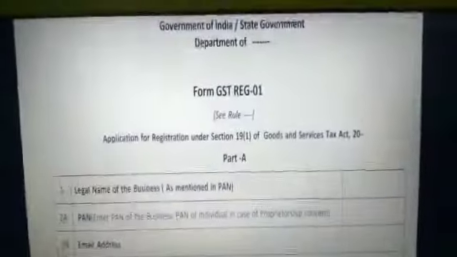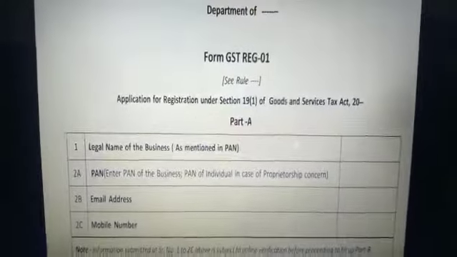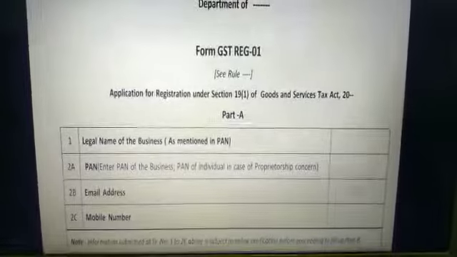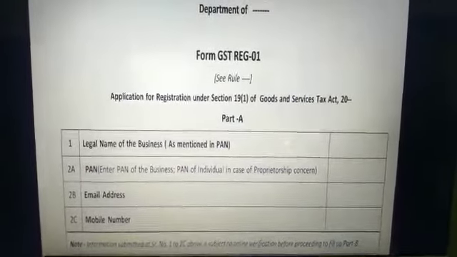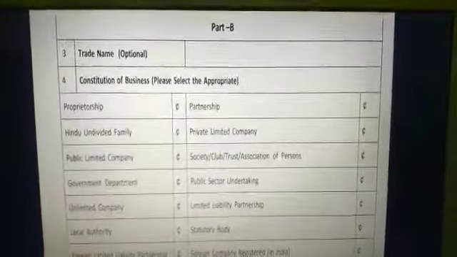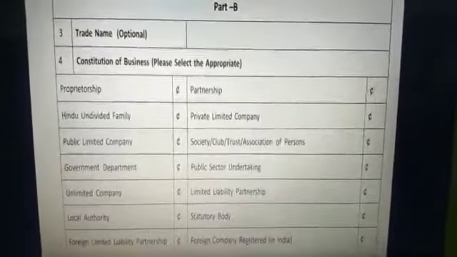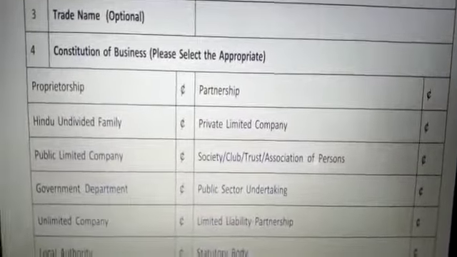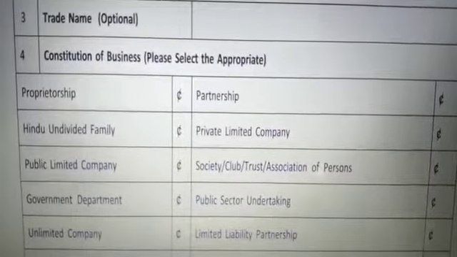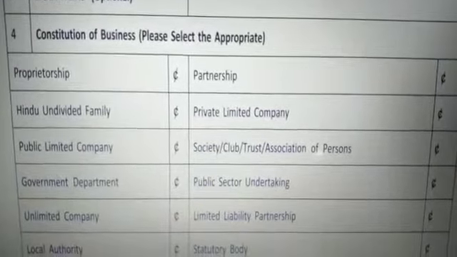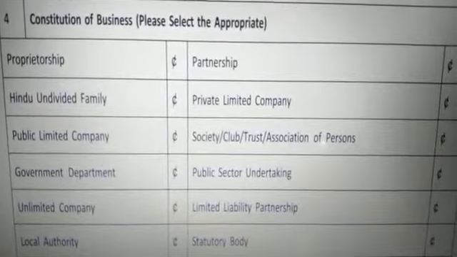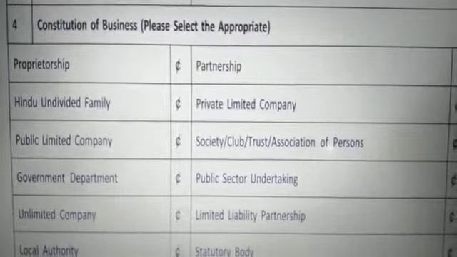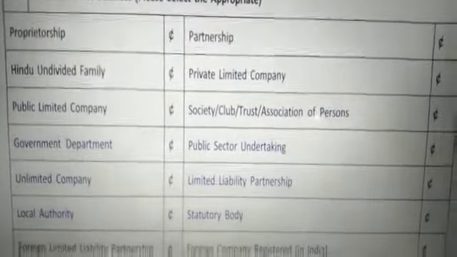So, guys, as usual, you have your legal name of the business at the top, PAN number, email, and mobile. This is standard for all GST forms. Then you need to fill out the trade name. If you have a trade name different from your legal name of business, fill it out. And then, what is the constitution of your business? Is it partnership, proprietary, private limited, public limited, etc.? Tick what is relevant.